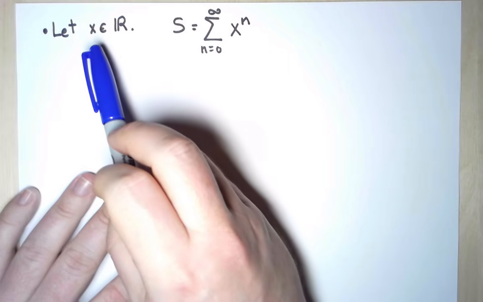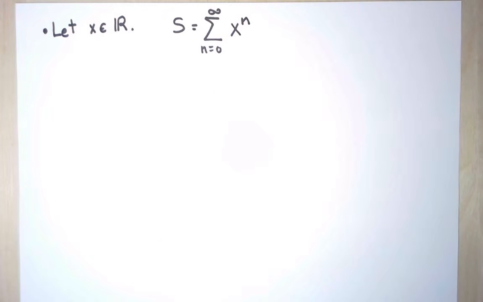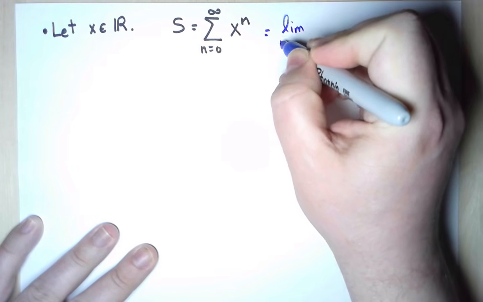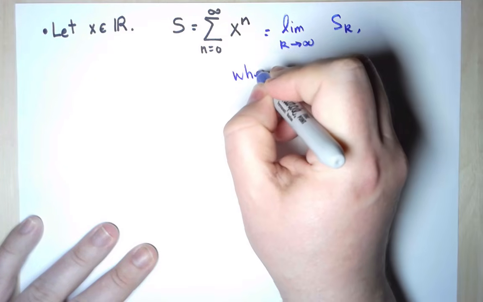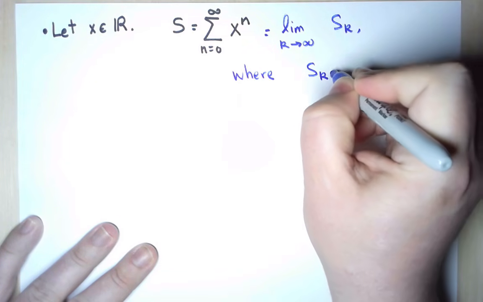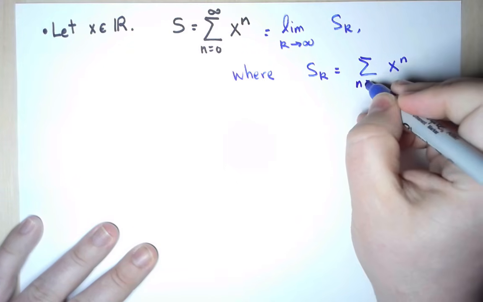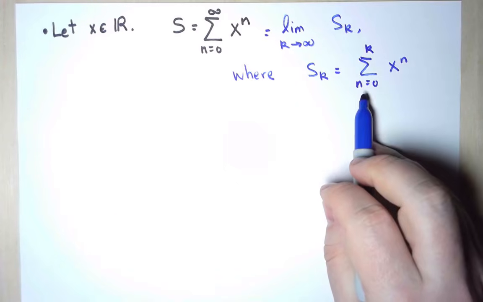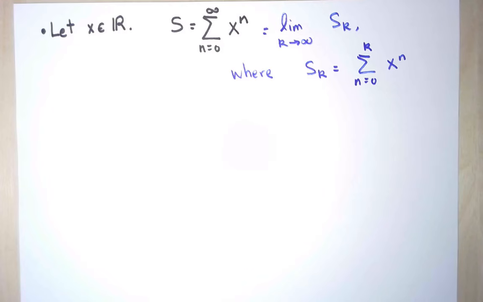I'm fixing a real number x, and I'm looking at this series, an infinite sum. And as we know, an infinite sum is defined as a limit of partial sums, s_k, where I'm defining s_k as the same sum, but stopping when the index is k. Now the advantage of looking at the partial sum is that this is a finite sum, and I have many more tools to deal with finite sums. I know I can manipulate it, and that's exactly what I'm going to do.